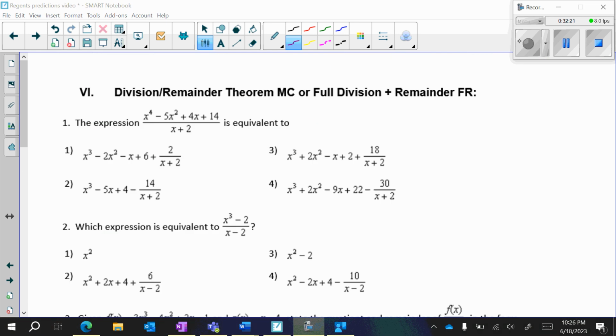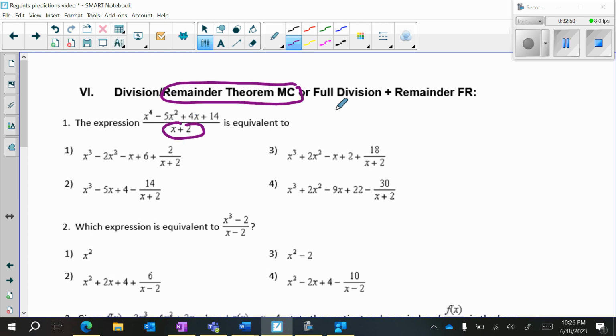Now, the next skill that is definitely on your Regents, and it may be more than one question. You may have a multiple choice, and then you may also have a free response. The multiple choice might be something to do with the remainder theorem, and then the free response is going to be like a full question that you may have to divide, okay? So the first couple, you could either use the legit way for dividing, or you could just jump to the remainder theorem, which is a nice shortcut. So let's start with the remainder theorem.